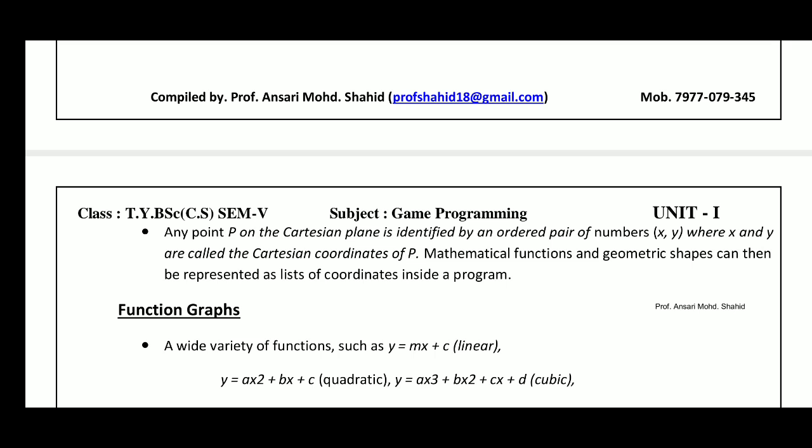Mathematical functions and geometric shapes can then be represented as a list of coordinates inside a program. Yes, if you want to denote a square, a circle, or a triangle, all the points where it is intersecting, the coordinate points, will be calculated. Suppose I take a square, it has 4 corners, so the 4 coordinates altogether will be calculated. If a circle is there, only one point somewhere on the axis will be calculated because it has no corner points. If a triangle is there, it will have 3 coordinate points, so that will be calculated. So altogether calculation is made for geometric shapes and mathematical functions. Mathematical functions means a is equal to x squared, b is equal to xy. All these mathematical functions also can be represented on the graph.